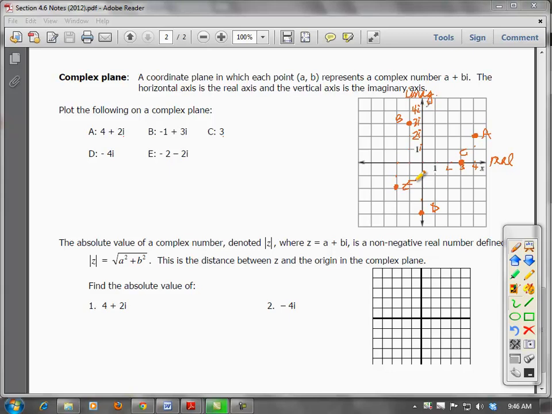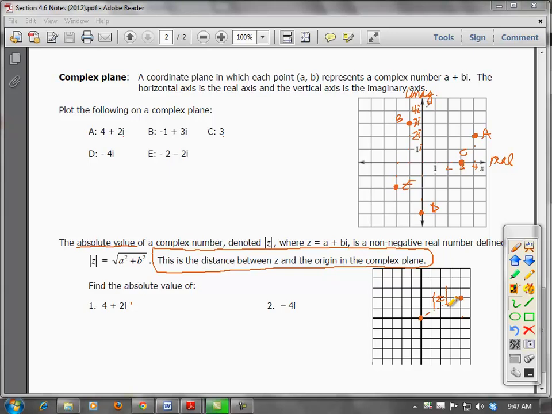Last part talks about a distance, and they tell you that is an absolute value, and all that means is the distance between the origin and your complex number. Okay? So here's what I want to do first. Take a look and plot the point 4 plus 2i. So I go over 4 and up 2i, and I plot my point. The question is, from the origin to that point, what is that distance? And we call that the absolute value of our complex number.